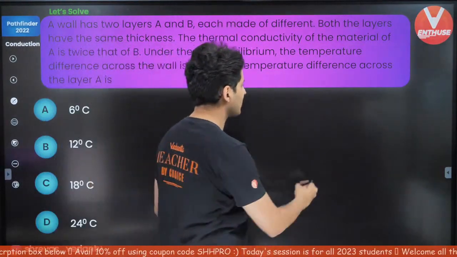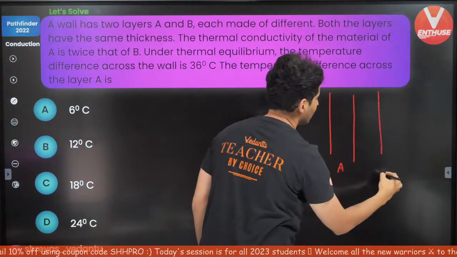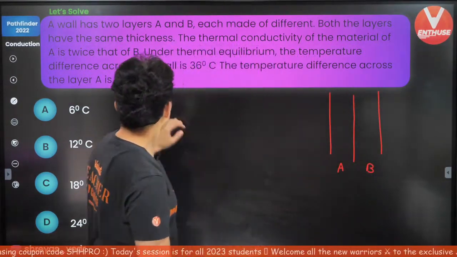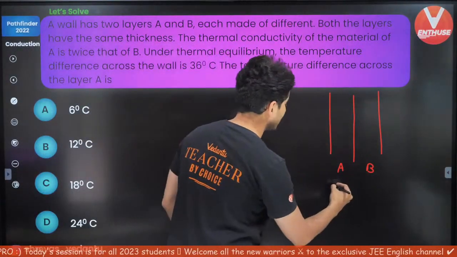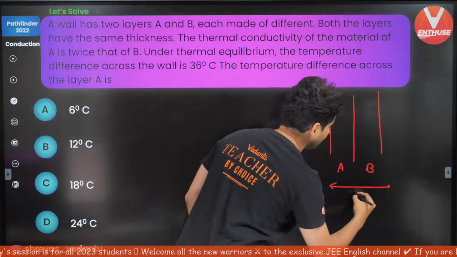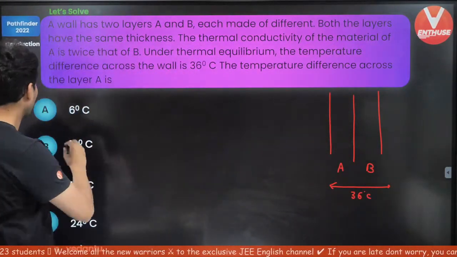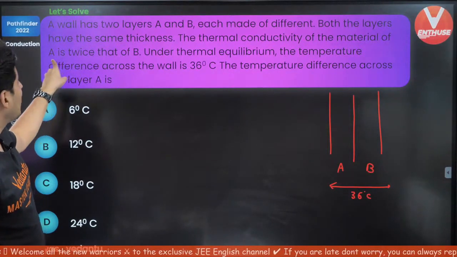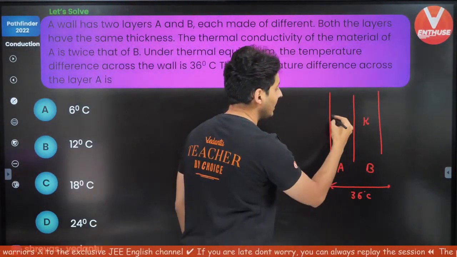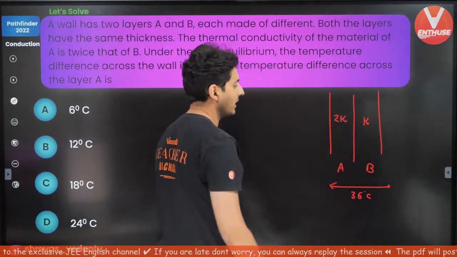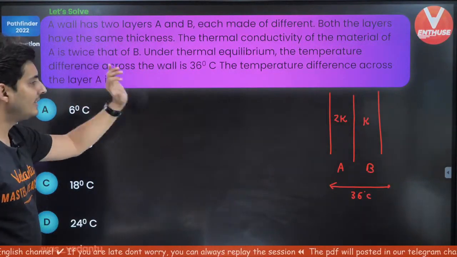There are two layers. So let's say we have this layer as A and then this layer as B. The total temperature difference across the wall is 36 degrees centigrade. So the entire temperature difference is 36 degrees centigrade. That's what is given in the question. The thermal conductivity of A is twice that of B. So B has K thermal conductivity, A has 2K. Fair enough. What is asked? The temperature difference across layer A.